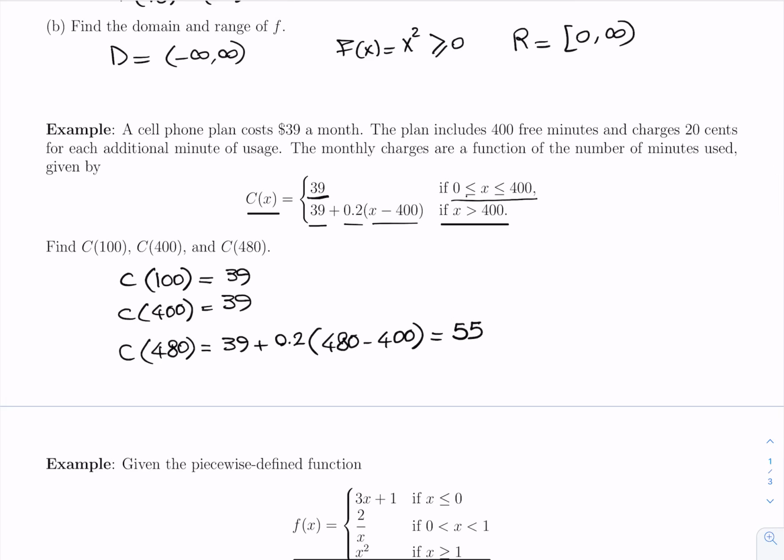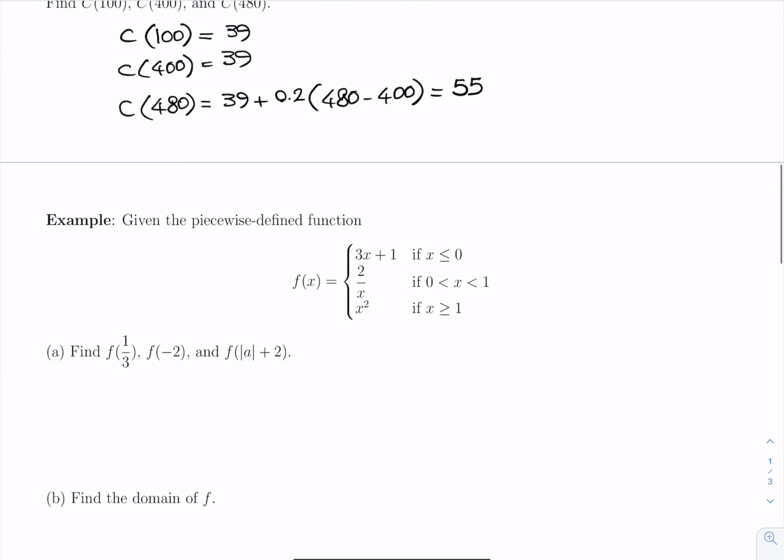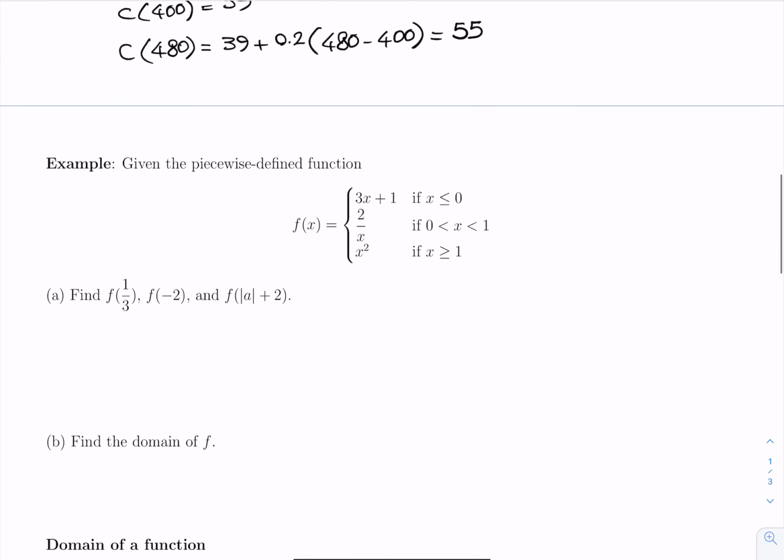This function is called a piecewise defined function, where you see the formula is presented in pieces using conditions. We will check the conditions to decide which part of the formula to use. I'd like to show you another piecewise defined function just so we have a little bit more practice with it. F of x equals 3x plus 1 if x is less than or equal to 0, 2 divided by x if x is between 0 and 1, x squared if x is greater than or equal to 1.